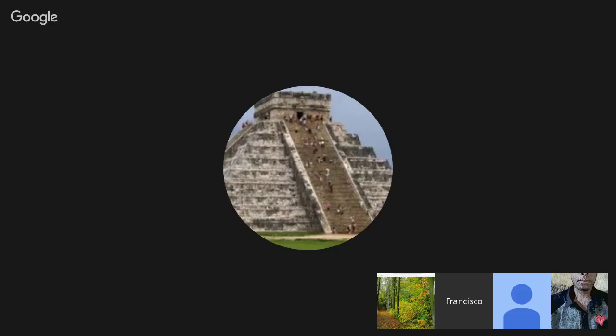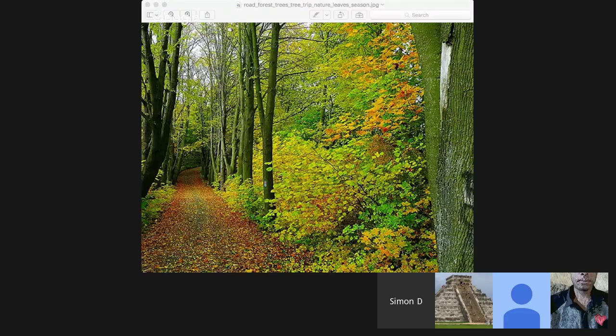Mostly because I can see a lot of trees and it reminds me of when I was in my town and we used to go hiking through the forest.